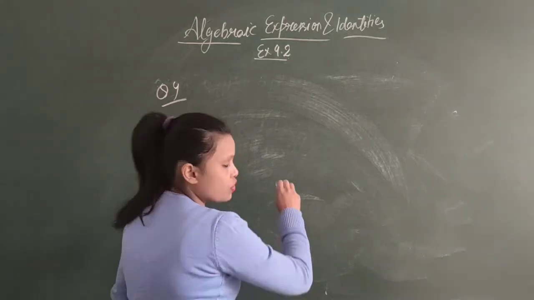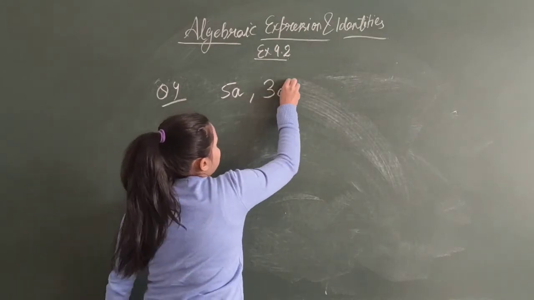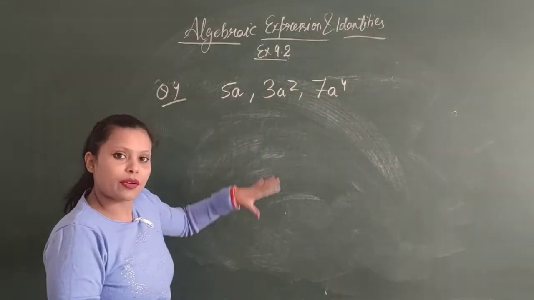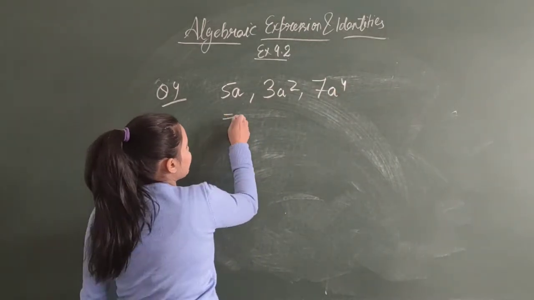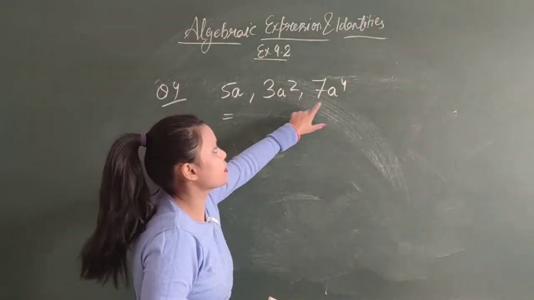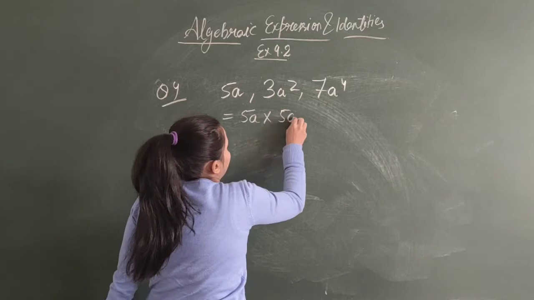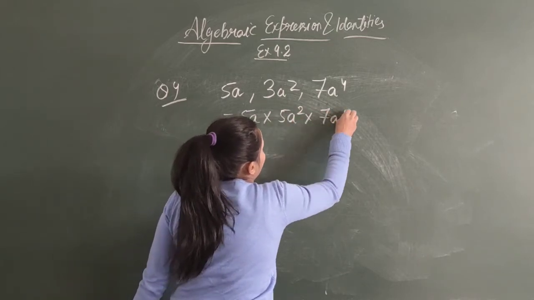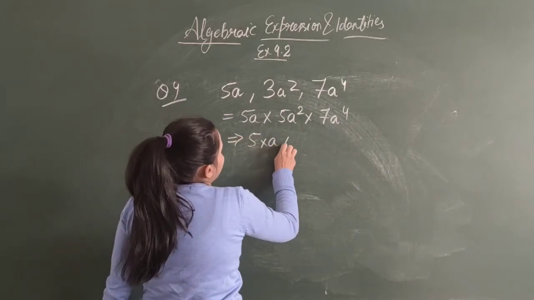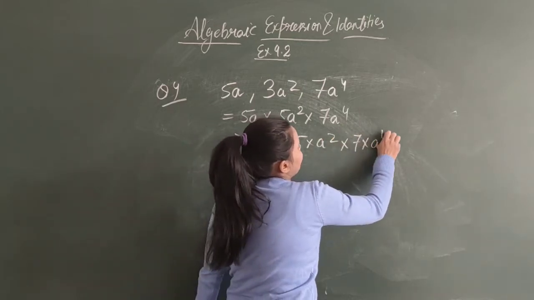Let's do question 4 part 1. Okay, these 3 terms are given, right? So we need to multiply all these 3 terms and this will give you the volume, right? Length, breadth and height. Okay, let's multiply 5a multiply 5a square multiply 7a to the power 4, or we can write it as 5 multiply a multiply 5 multiply a square multiply 7 multiply a to the power 4.